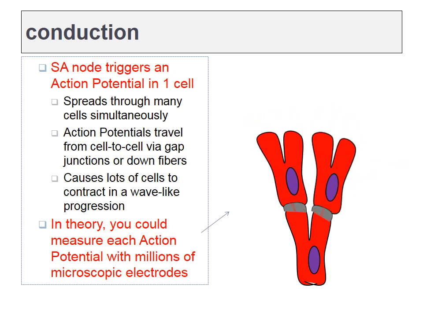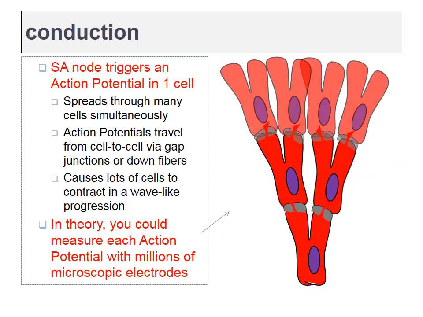When the SA node fires action potentials, the electrical signals will spread to nearby cardiac myocytes, and then spread to the next ones and the next ones, because they are all interconnected by the gap junctions found in the intercalated discs. Therefore, the wave of contraction spreads outwards from the SA node, causing the atria to contract.